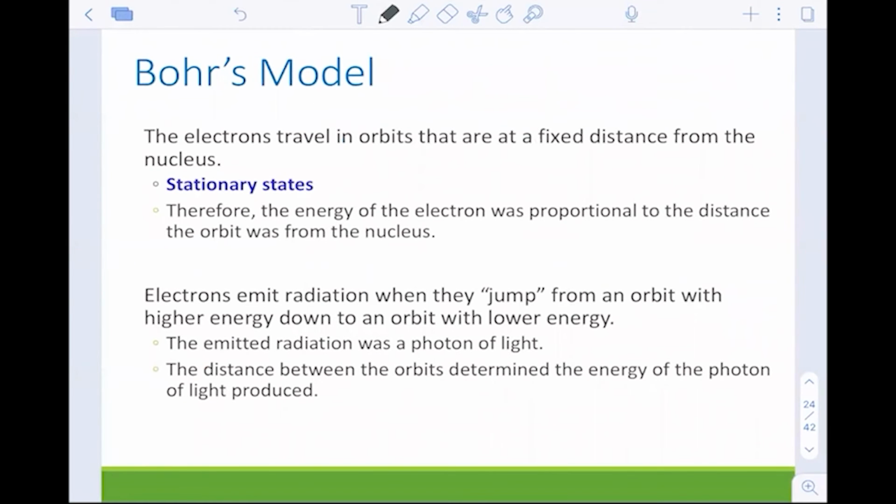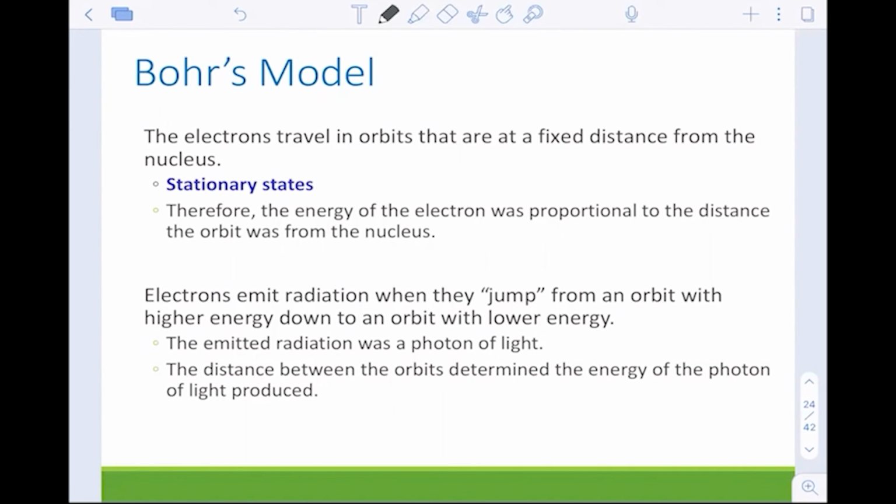So electrons travel in orbits at a fixed distance from the nucleus. Those are what he called stationary states. And so the energy of the electron was proportional to the distance of the orbit. When we think about being close to the nucleus, again, we kind of already mentioned this, electrons attract protons. So the closer the electrons are to the nucleus, the more stable they are. They are happy to be there because they feel that attraction.